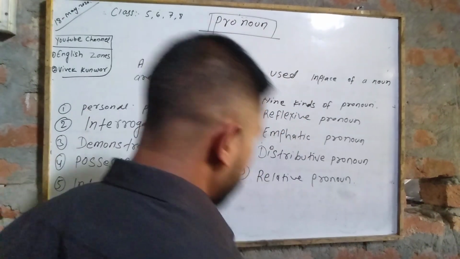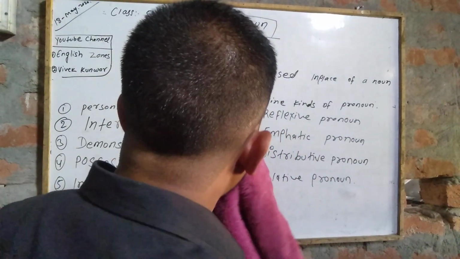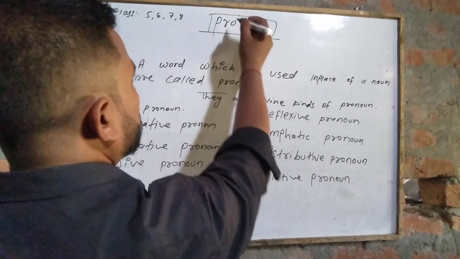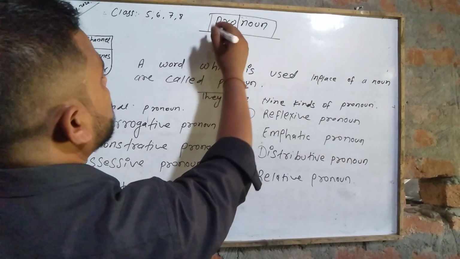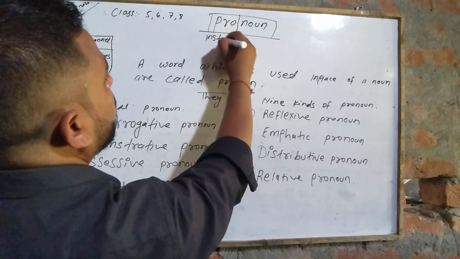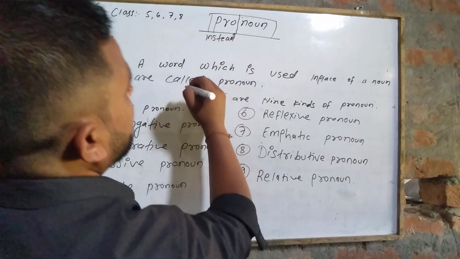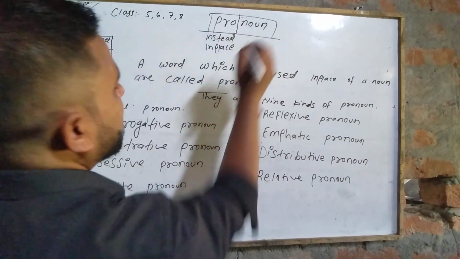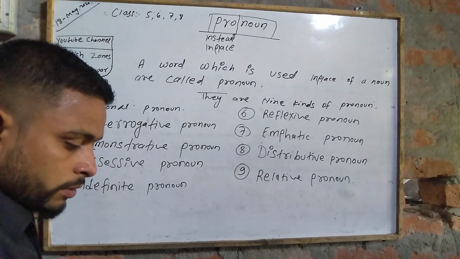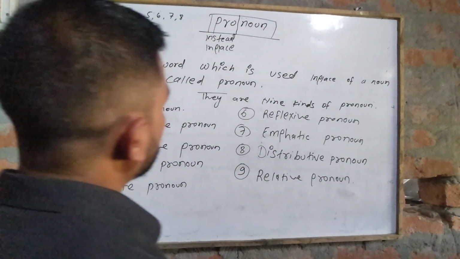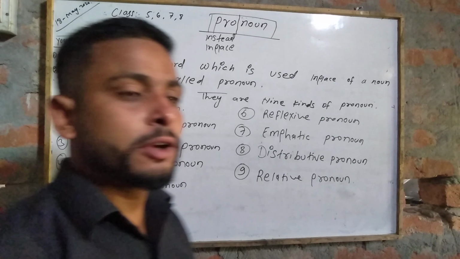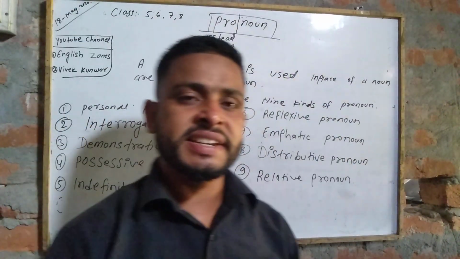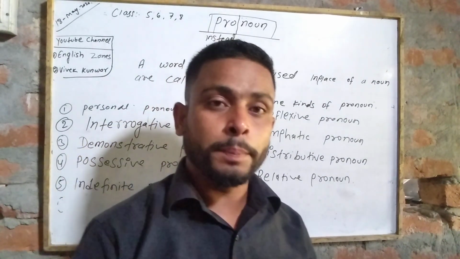So you know the meaning of pronoun. First, let's know what the meaning of pronoun is. Pronoun means instead, in place. You can say in place of noun. Instead of noun means the same: the place of noun.